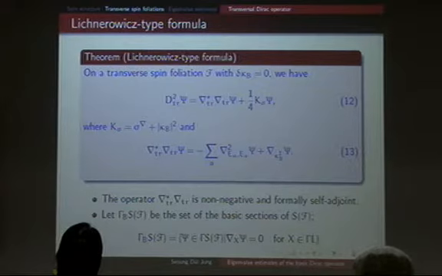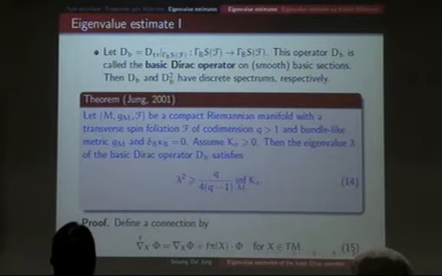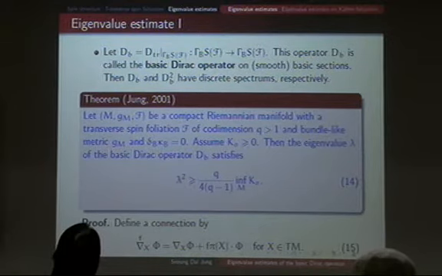Usually, an ordinary manifold can be considered as a foliated manifold with point foliation. Then this equation is the ordinary Lichnerowicz formula. Here, this operator is non-negative and formally self-adjoint. Now we define the smooth foliated sections satisfying this one. Then D_tr restricted to this space, D_B, is called the basic Dirac operator. This operator has discrete spectrum. In 2001, I obtained some eigenvalue estimation.